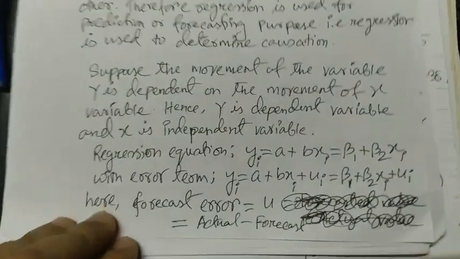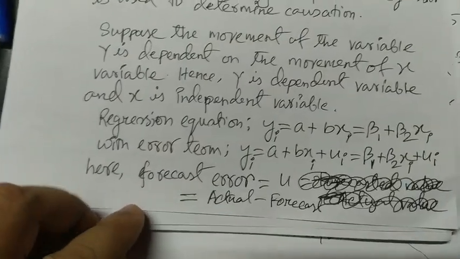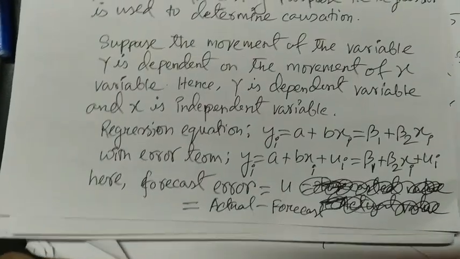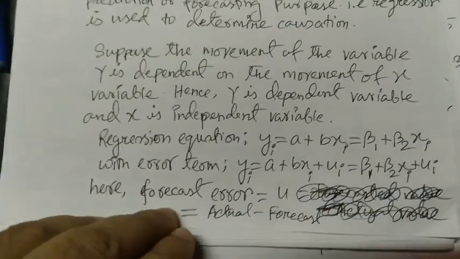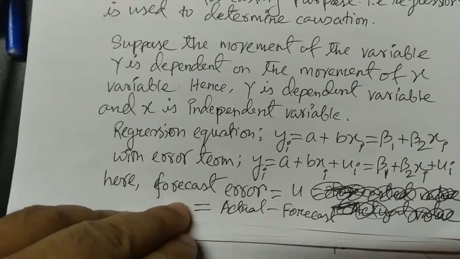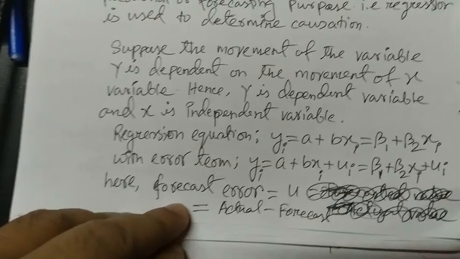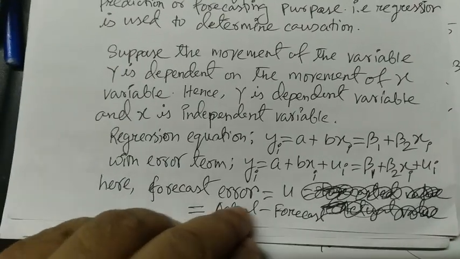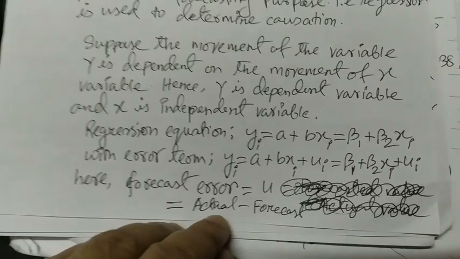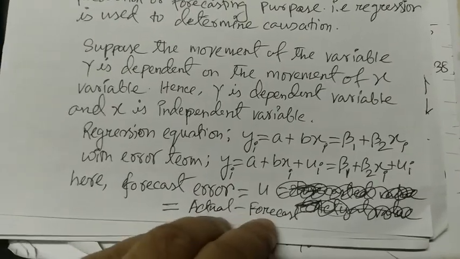As you know, only our creator, Allah or God, whatever you say, can forecast correctly. Human cannot forecast correctly. So if you do some forecast based on any quantitative model or anything else, there must be some error. So here forecast error is u. Forecast error means actual minus forecast. That means if you deduct the forecasted value from the actual value, you will get the forecast error.